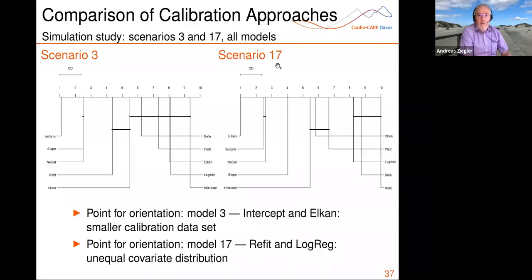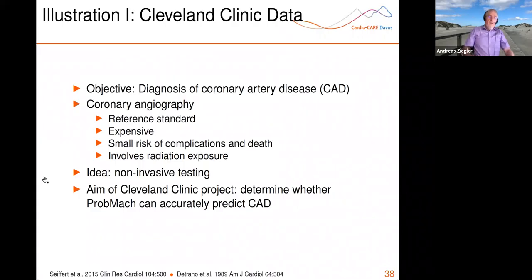Here in scenario 17, we have an unequal covariate distribution, and what you can see if you run this model here, the LCAN approach is the worst you can do, and refit is doing quite nicely, and logistic calibration is also performing quite well. This is the main results from the simulations I wanted to show you. Now we can move on to the first illustration, which is going to be a relatively short one.